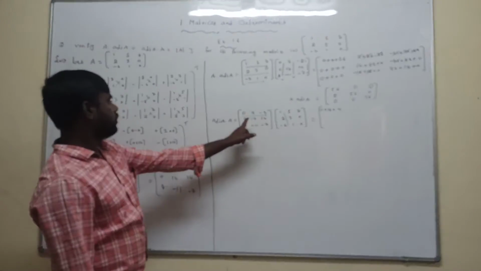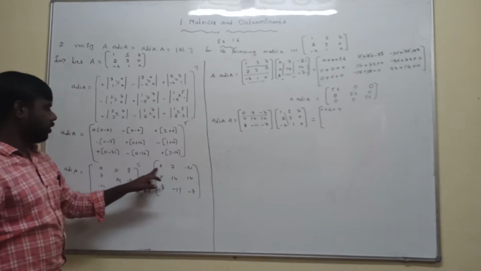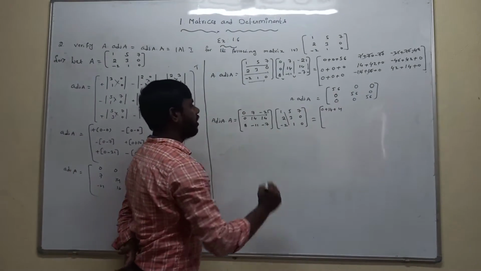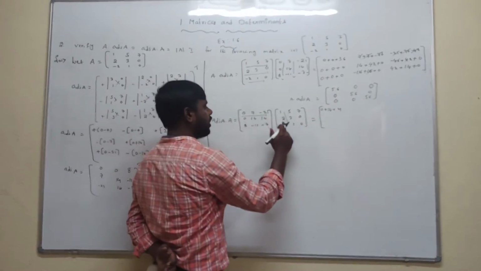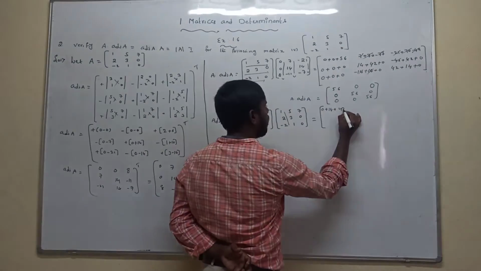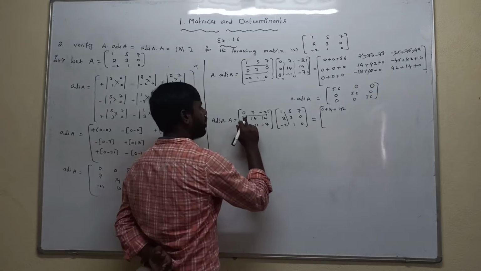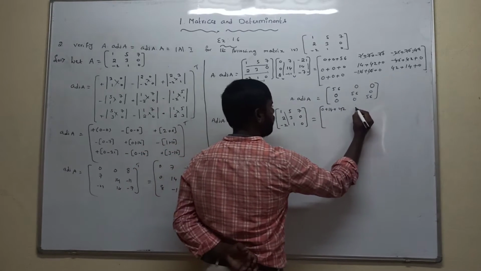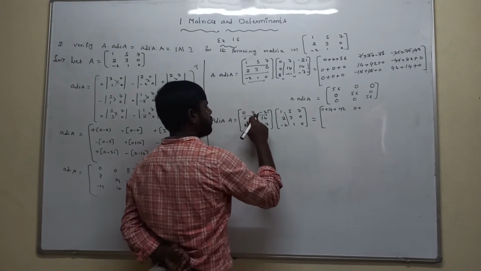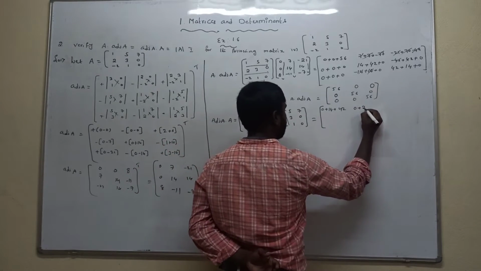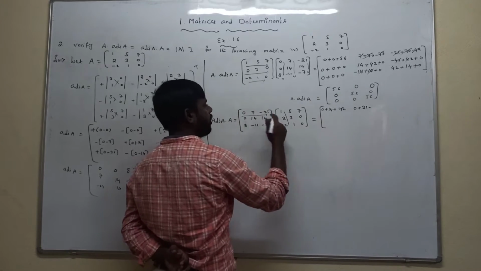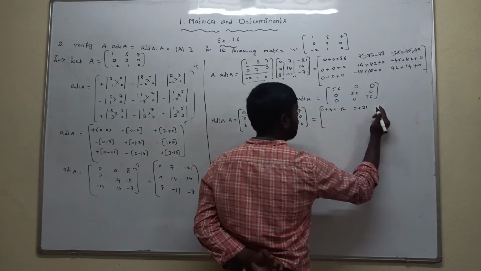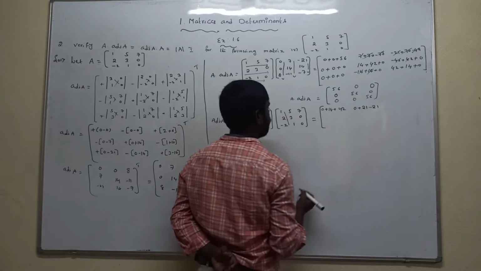0 into, here adjoint of A matrix 0, 7, minus 21, that is minus 21. Minus 21 into minus 2, that value is plus 42. Next, product with first row, second column. 0 into 5 value is 0, plus 7 into 3, that value is 21, plus minus 21 into 1 is minus 21. Minus or plus, that value is minus 21.